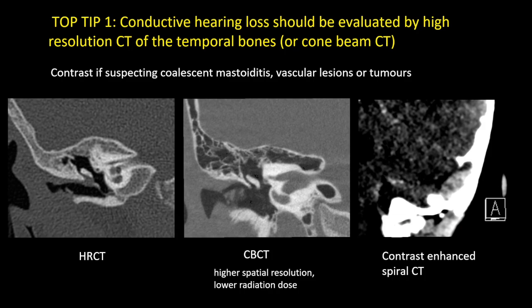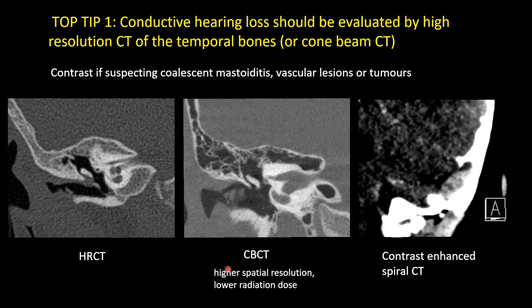So top tip number one: when evaluating conductive hearing loss, a CT should be done. The standard of practice is a high resolution CT of the temporal bone, but increasingly other techniques such as cone beam CT are being performed. Contrast should be given if we are suspecting coalescent mastoiditis or other infections, vascular lesions or tumors.